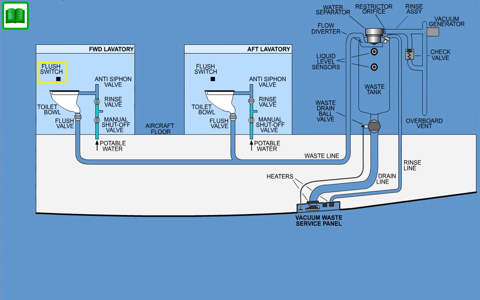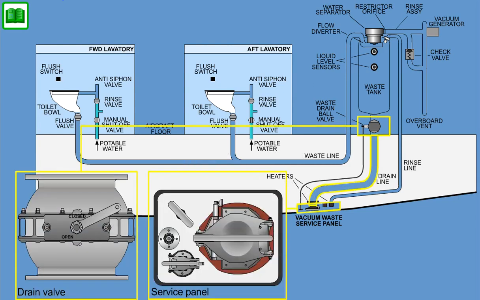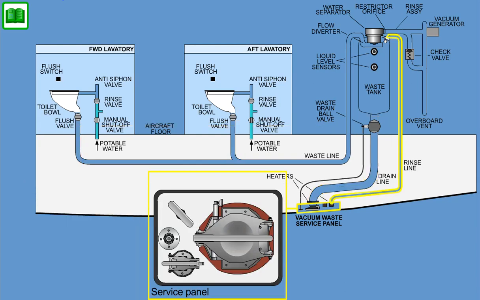During a toilet flush cycle, the vacuum waste system uses a small amount of pressurized water from the potable water system to rinse the toilet bowl and aid in the evacuation of waste. During ground servicing, the waste tank is drained through a drain valve, drain line, and service panel into a service truck. A rinse line routed from the service panel to a rotating rinse nozzle within the waste tank is used to supply rinsing fluid to the tank.